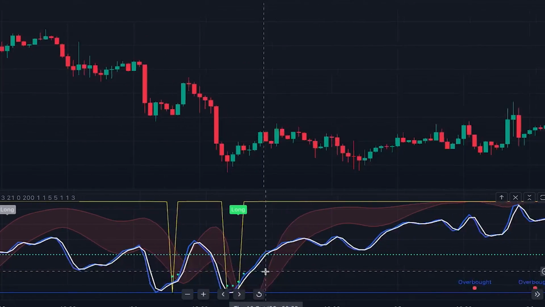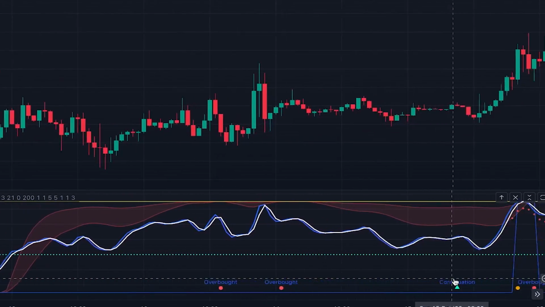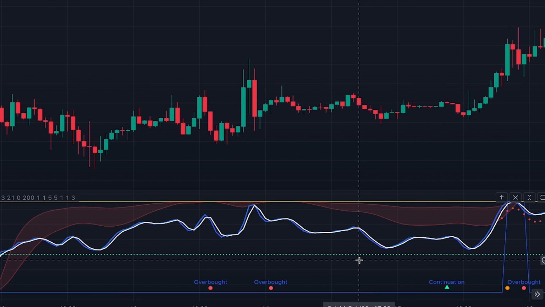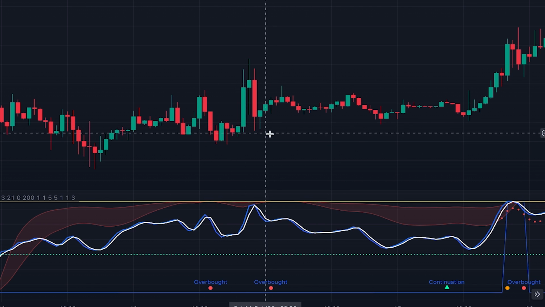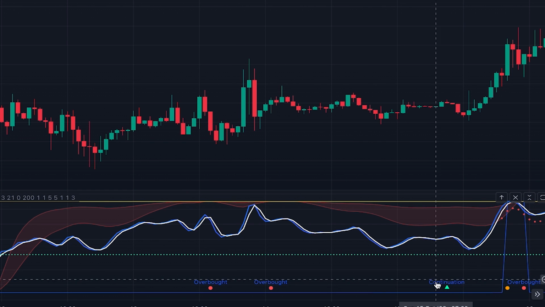And we have also red dots like these, and as the labels are saying, they show overbought. Orange dot is a weaker signal for overbought, and just like any other indicators, overbought oversold readings are not necessarily a sign of reversal, and they can be just a pullback or small pause in the direction of the trend. We have also a continuation signal, which I'll explain later how you can use it.